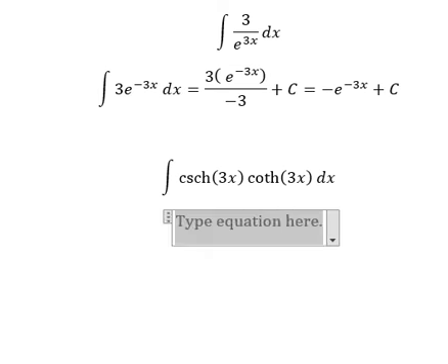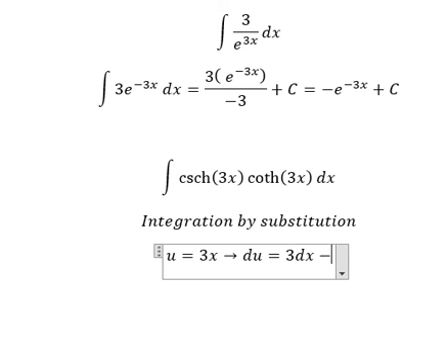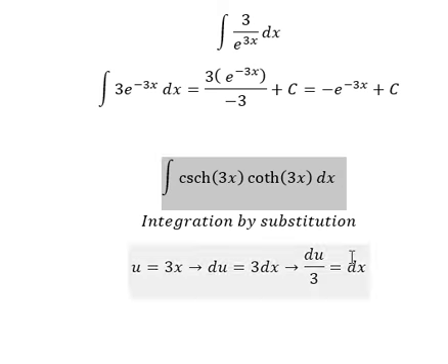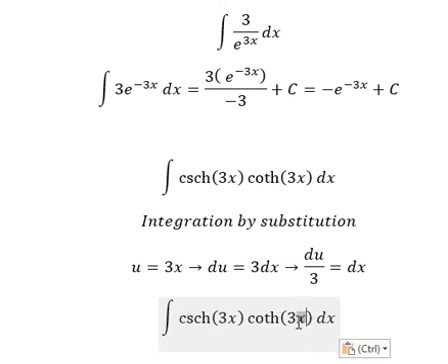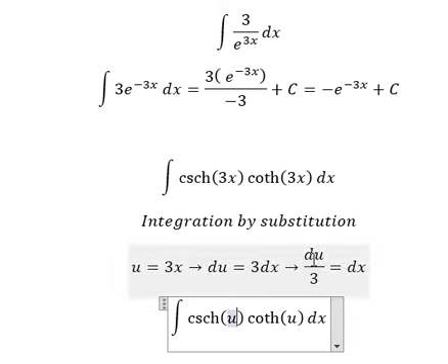Next, we need to use integration by substitution. So I will put u equals 3s. If we take the derivative of both sides, we have du equal to 3 ds. Because we don't have the number 3 here, we divide both sides by 3. This one we have u, and ds we change for this one.